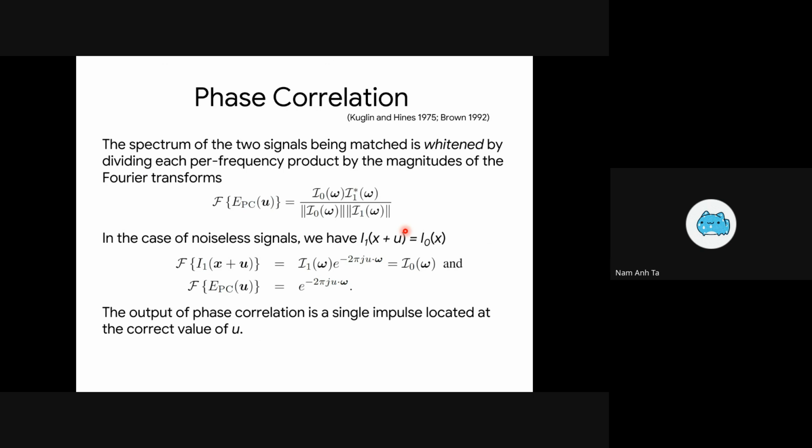Next up is the phase correlation, a frequency domain technique used to estimate the relative translation offset between two images. The core idea here is whitening. What is whitening? Whitening means that we normalize the product of two Fourier transforms by dividing it by their magnitudes, keeping only the phase information. In an ideal scenario, if one image is just a shifted version of the other, the only difference between the two images in the frequency domain is just a phase shift.